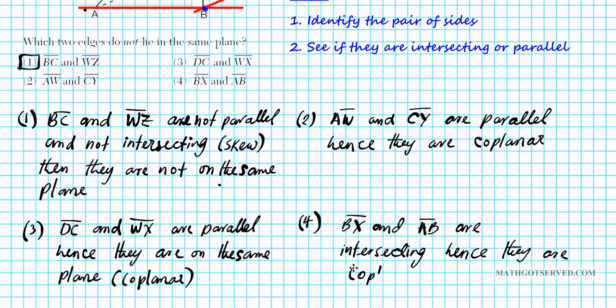So don't forget the condition for coplanarity. There's just two. If the two sides intersect, they're coplanar, or if they are parallel, then they're coplanar also. But this problem asks for the cases where the two sides do not lie on the same plane. So we're looking for cases where they're not coplanar. So our answer is option 1. The other ones are wrong because they are coplanar segments or sides.